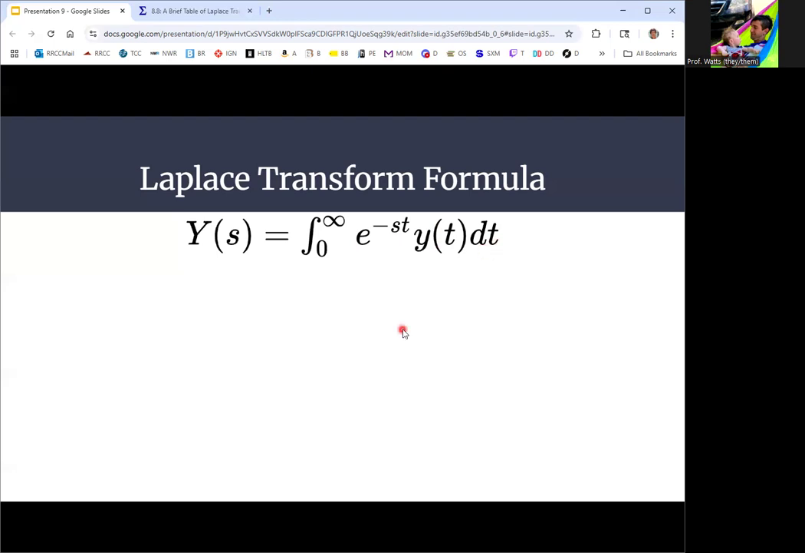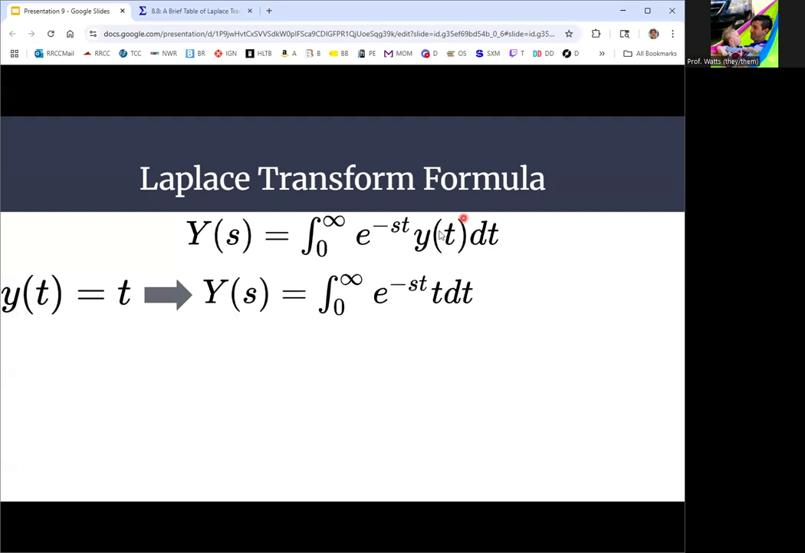All right, let's try that out with an example. What if I have the identity function y of t equals t? Well, then I would replace y of t with the integral with t. And in order to calculate this, we would need to use integration by parts, if you're familiar with integration by parts.